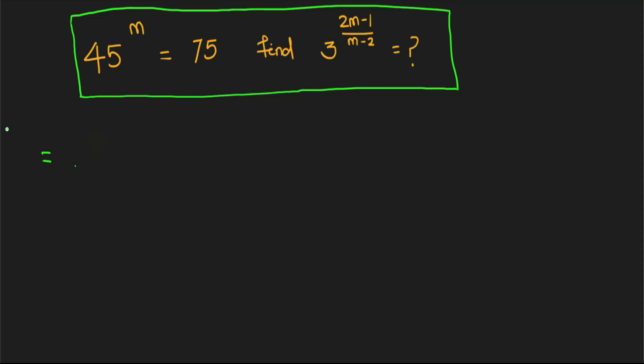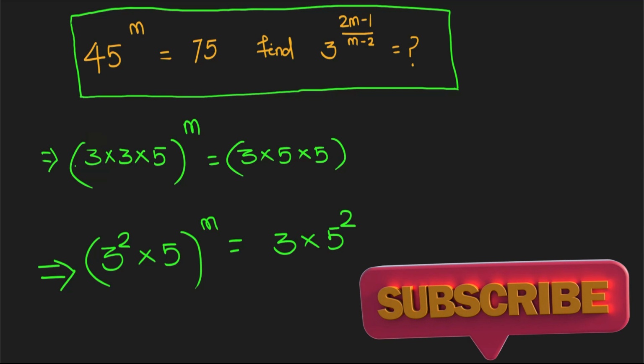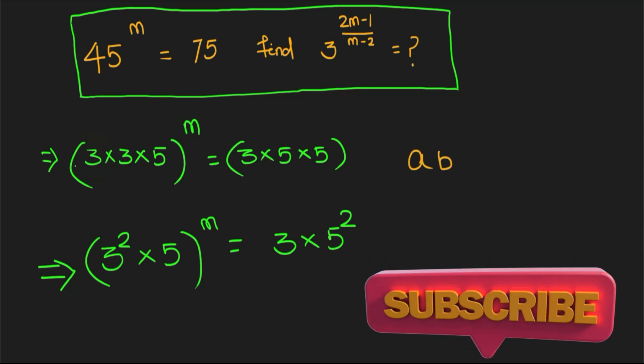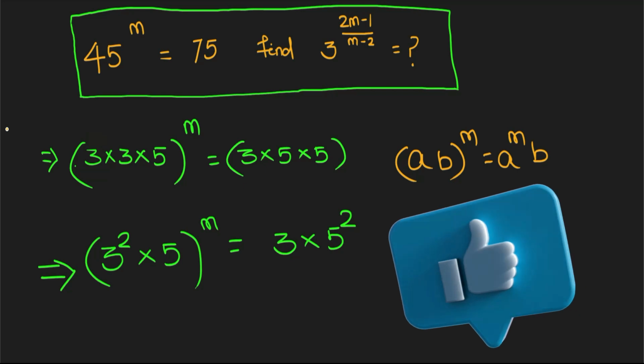45 we can write as (3 into 5) whole to the power m is equal to 75. We can write 75 as 3 into 5 into 5. Now we can write this as (3 square into 5) whole to the power m is equal to 3 into 5 square. As we know, (a into b) whole to the power m is equal to a to the power m into b to the power m.